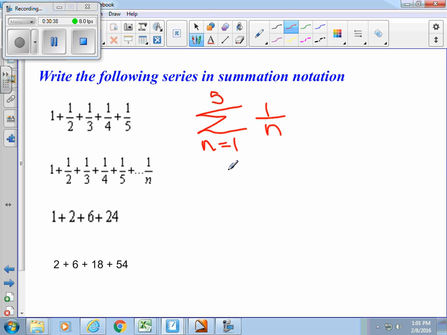This one's the same formula, except I'm going from, let's call it k instead of n, k equals 1 to n. Why did I do a variable swap there? Because I need an n at the top, so I didn't want to use that as my variable.